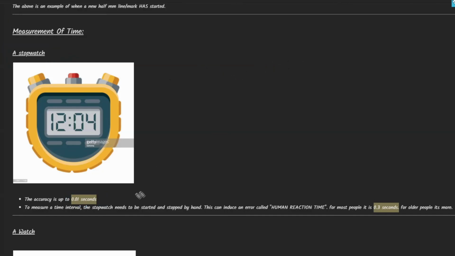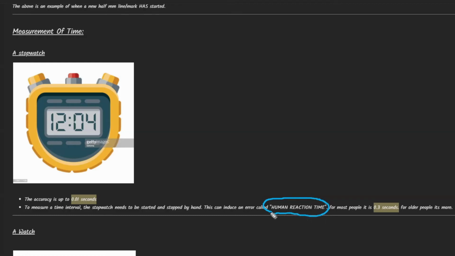But the only other thing you need to know about the stopwatch is that when you're actually measuring with the stopwatch, there's a time interval where the stopwatch needs to be started and also needs to be stopped by hand. So we're pressing the button to start the stopwatch, right? The timer. And we're also pressing the button at the end when we're done. Now, this obviously wastes a little bit of time from the actual accurate measurement. So this can induce an error called the human reaction time.